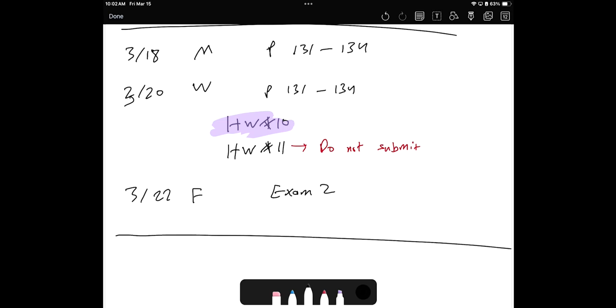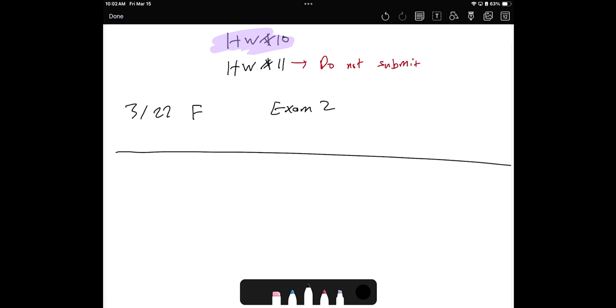Then, the following week, on Monday, March 25th, we will start something new, which is Chapter 5, Fourier series, Fourier analysis. Okay?